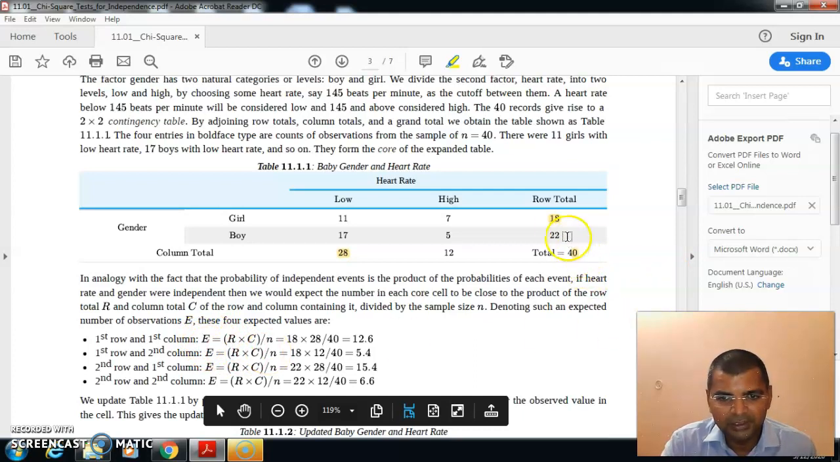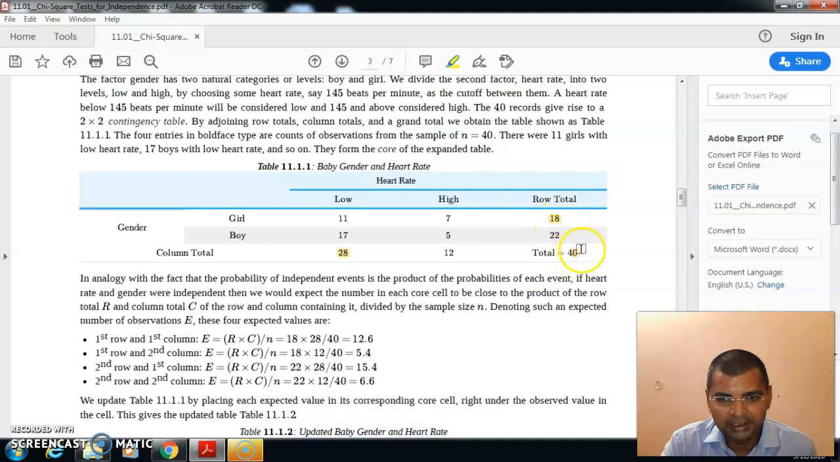Expected value says that if total girl children out of 40 is 18, then low heart rate girl children should also have the same proportion. If 18 divided by 40 is the proportion of the girls, then out of the total low heart rate babies, 28, the girls should have the same proportion of 18 by 40.